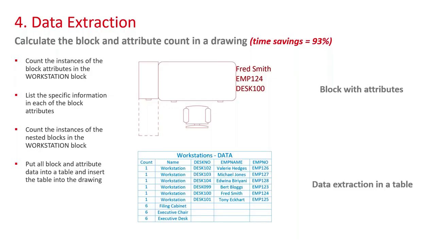So what we've got here is we're going to count the instances of the block attributes in the workstation block. So that's where Fred Smith, employee 124, is sitting at desk 100 in the slide there on the screen. And what we're going to do is list the specific information we need from each of those blocks, i.e. the block attributes. We're also going to count the instances of the nested blocks in the workstation block. You'll notice in the table on the slide at the bottom left there, we've got 6 filing cabinets, 6 executive chairs, and 6 executive desks. Those are the nested blocks that are then converted into one block, the workstation block, which has those attributes against it, the Fred Smith, the employee 124, and the desk 100.